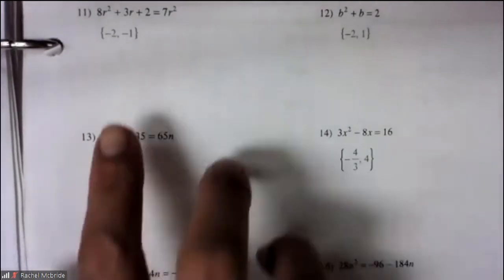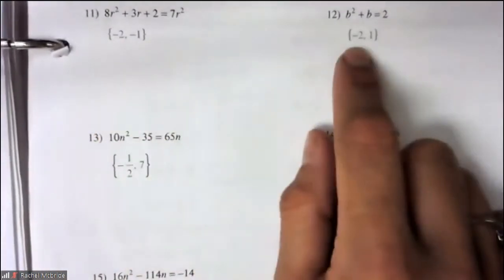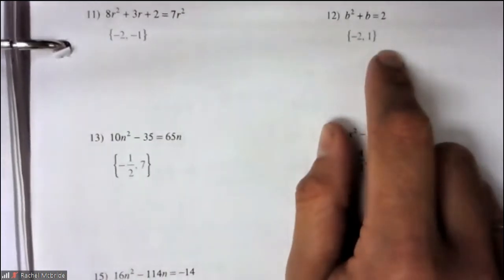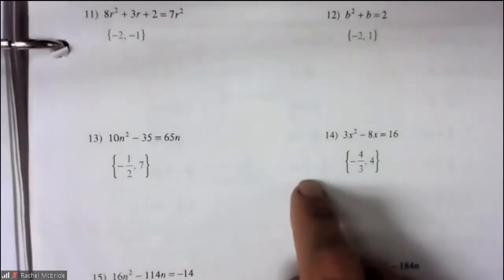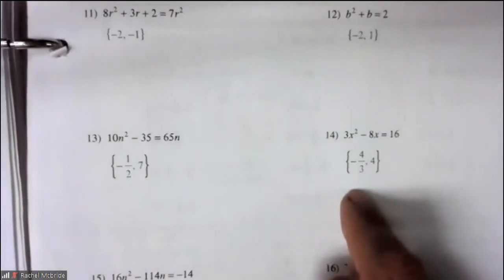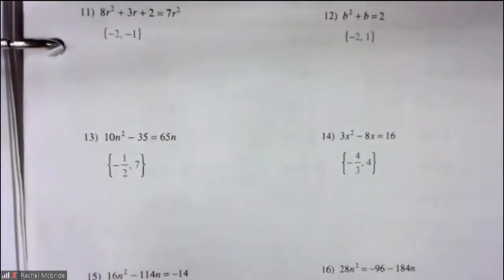So here are our final answers: -2, -1, -2, +1, -1/2 and 7, -4/3 and 4. Anybody want to see 11 to 14? Remember, you have a big 100-point quiz on Monday. So if there's something you want to see, now's the time to ask.